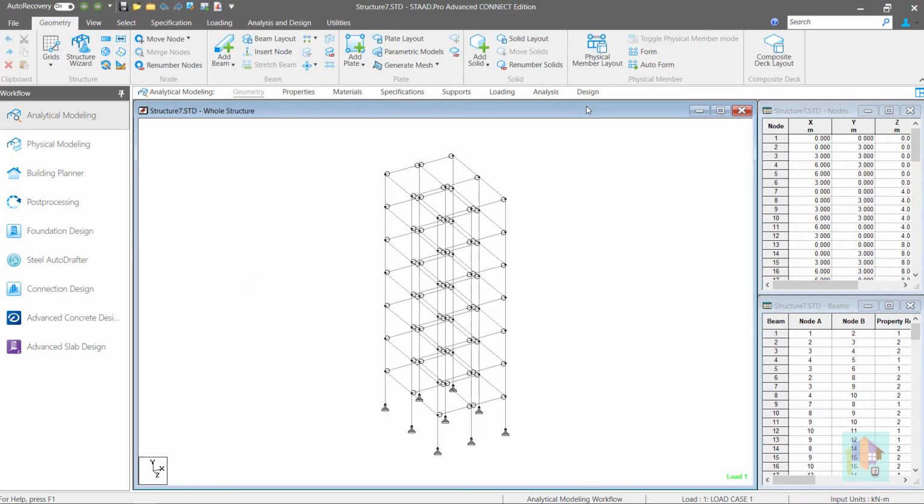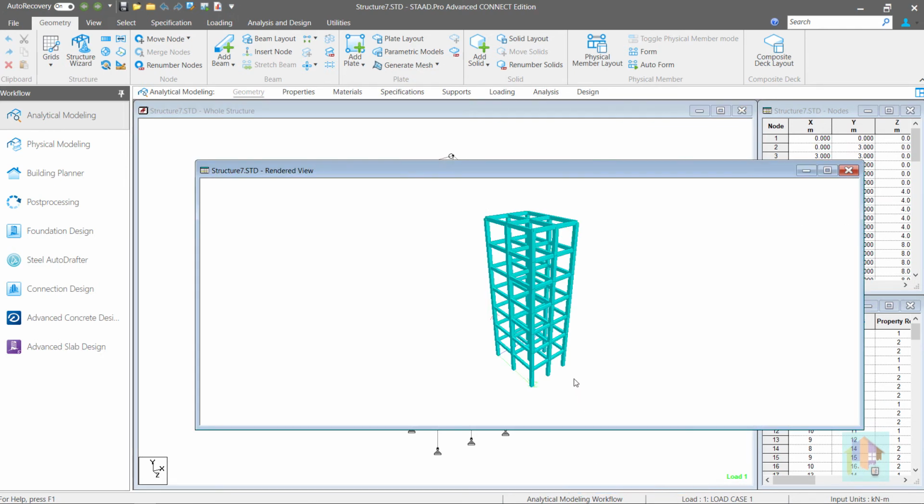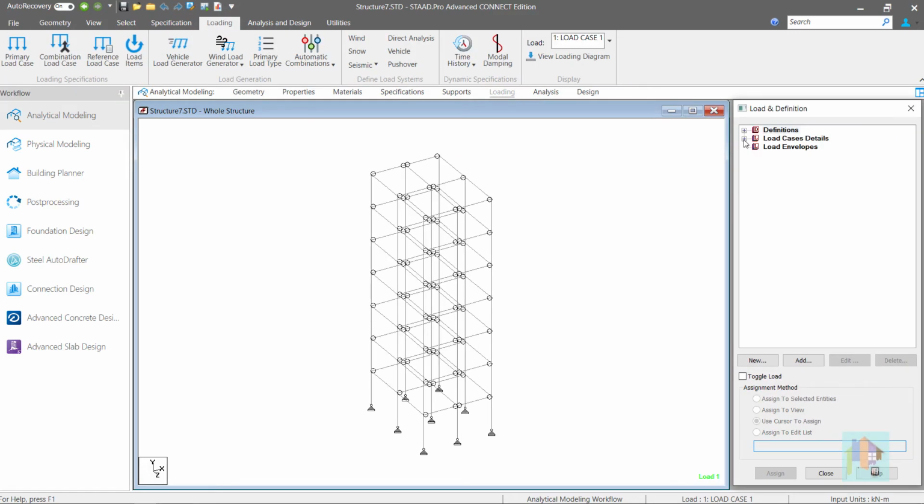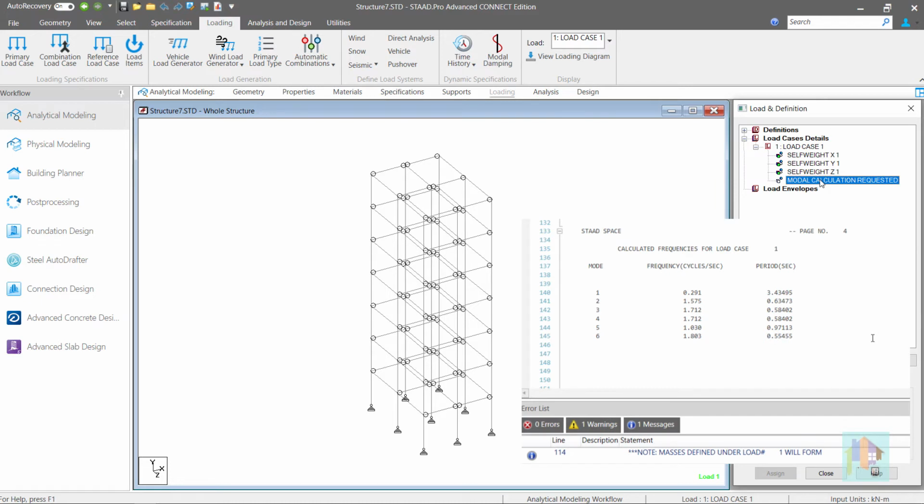Next is a frame model like a concrete building. I want to check the fundamental time period of this structure. Under load case 1, mass model is specified in 3 directions and modal calculation requested command is included. This command performs eigensolution and reports the time period of first 6 modes, from where we can get the fundamental time period of the structure.